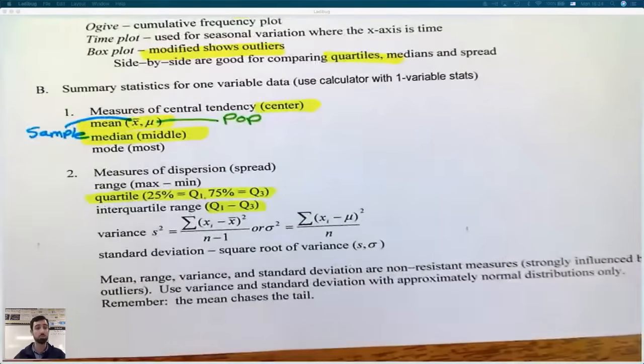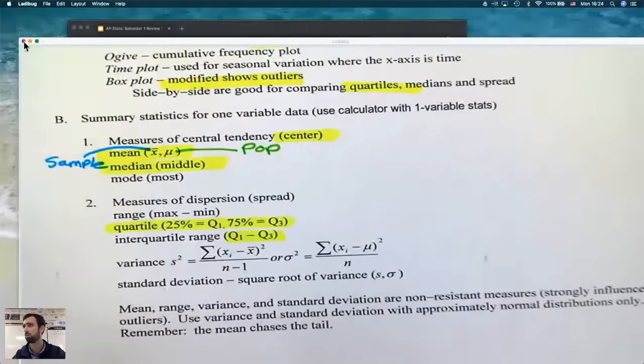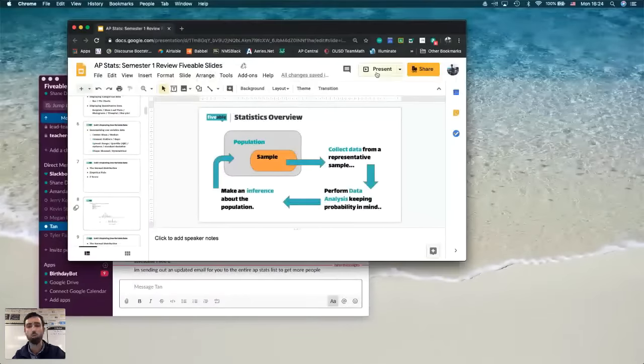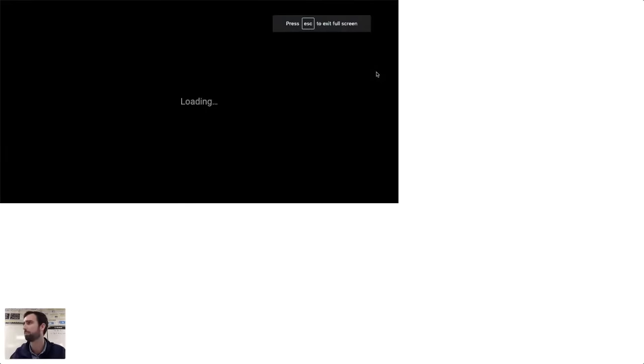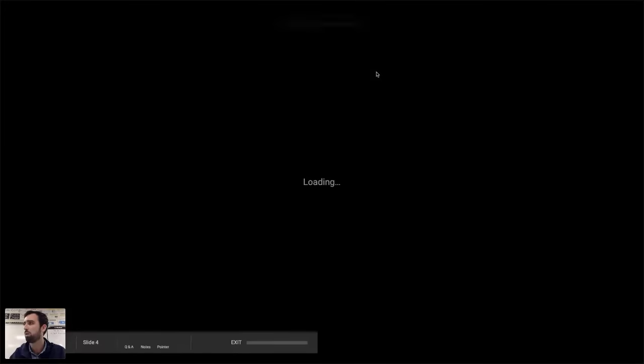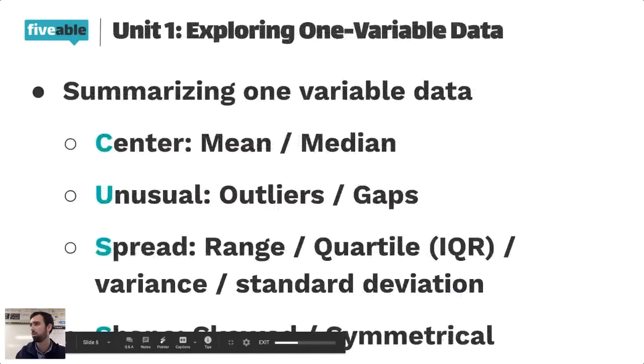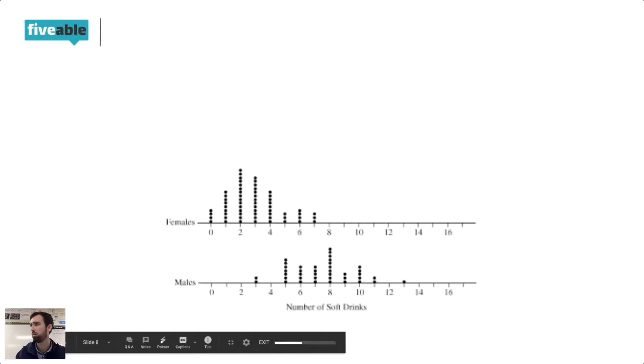So let me show you some visuals to help you out with that, and talk about why we do that. This slide here is from Tyler's stream on measuring center.